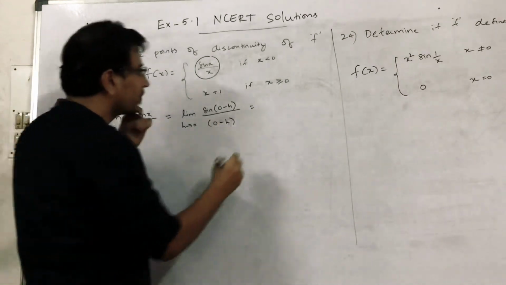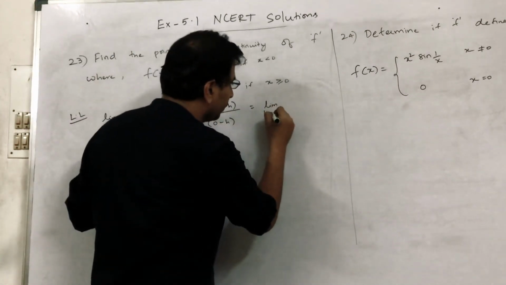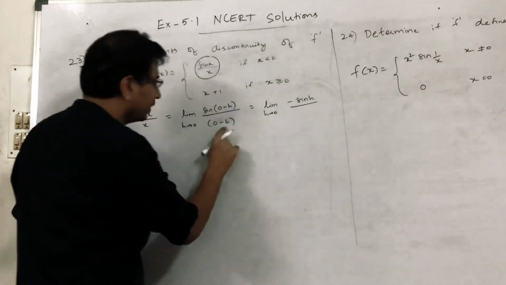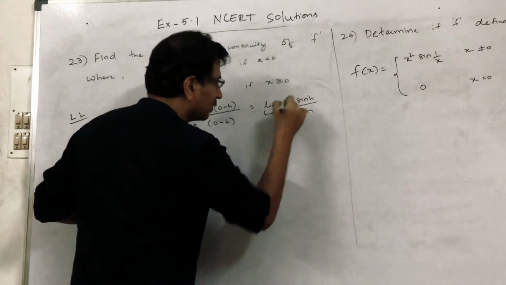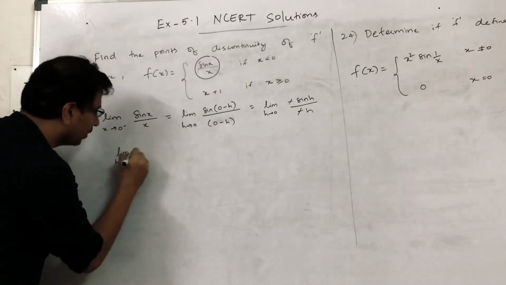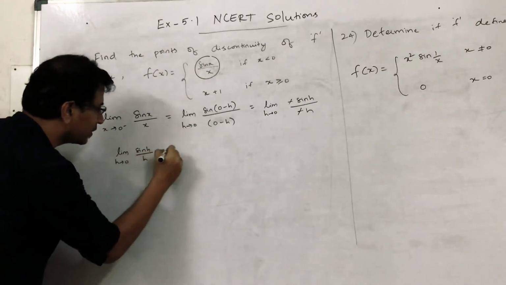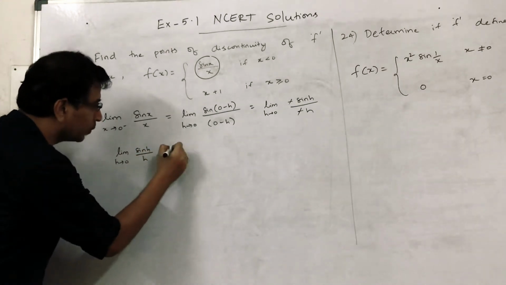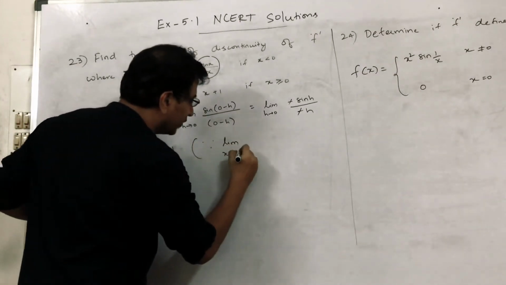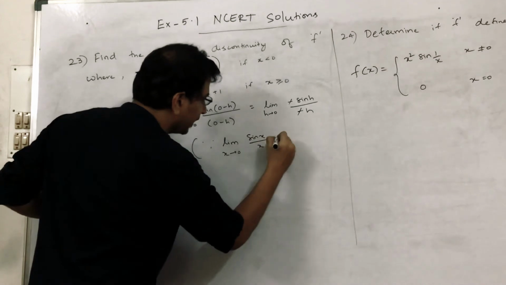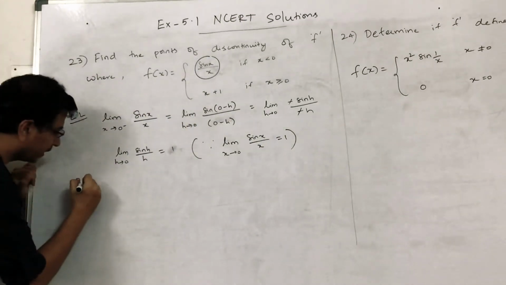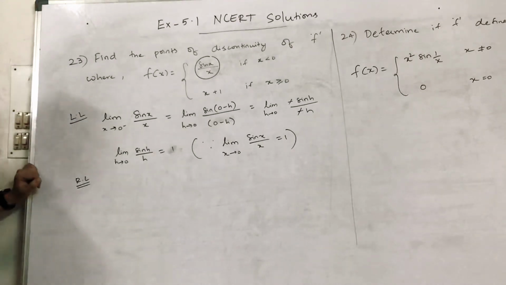So, this will be limit h tends to 0. Sin of minus h is minus sin h, divided by 0 minus h, which is minus h. This and this will get cancelled. So, limit h tends to 0, sin h divided by h is equal to 1. This you would have learnt last year, since limit of x tends to 0, sin x by x is 1.